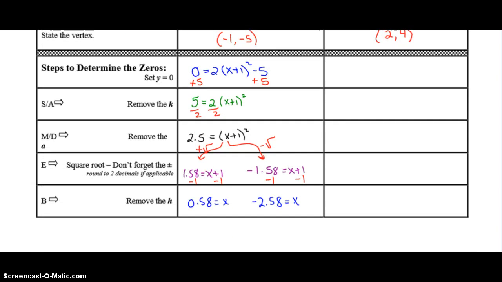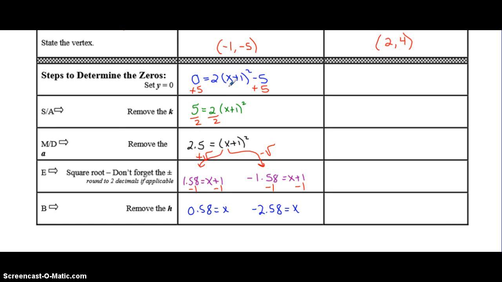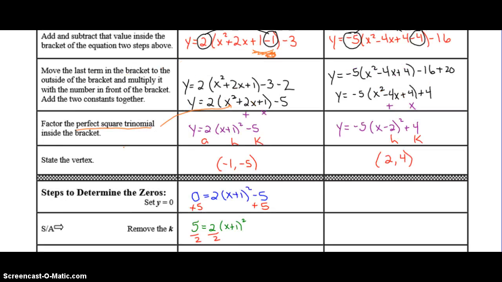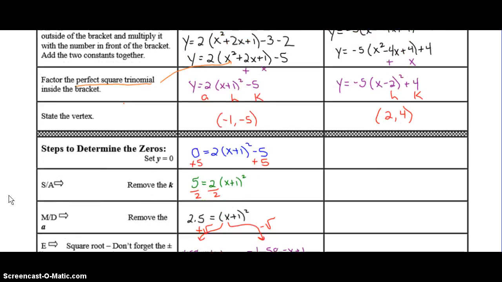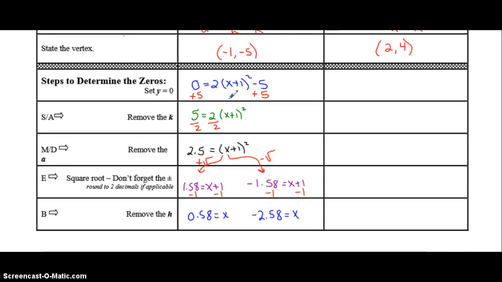Now out of the entire unit, using SAMDEB to take vertex form to find the zeros is probably the least important. So if using SAMDEB over here to find the zeros is confusing to you, you really don't need to worry about it, because you could always go back up here and get the zeros from the standard form using the quadratic formula. SAMDEB just gives you an alternate way to find the zeros once it's already in vertex form, because some people would rather do this than use the quadratic formula.